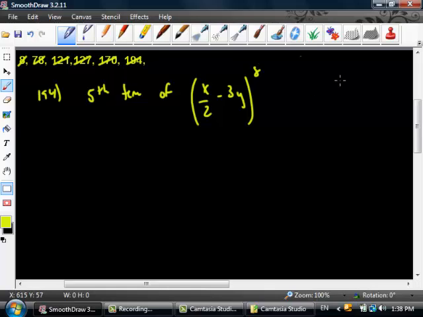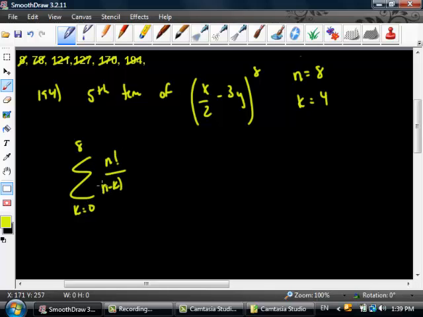Okay, everybody, last problem. In this one, fifth term, we have to use a binomial expansion. In this case, n equals 8. Anyone know, what does k equal? Joshua? 4. Good, we pump it into this formula here from k equals 0 all the way to n of n factorial over n minus k factorial times k factorial, x to the n minus k, y to the k.